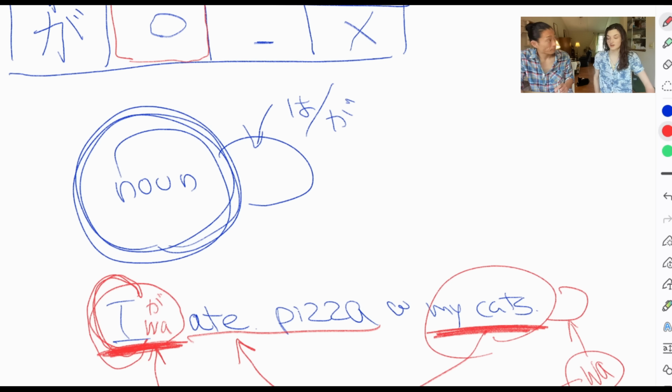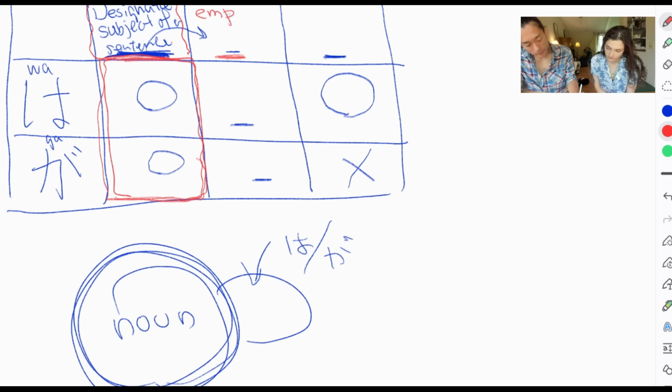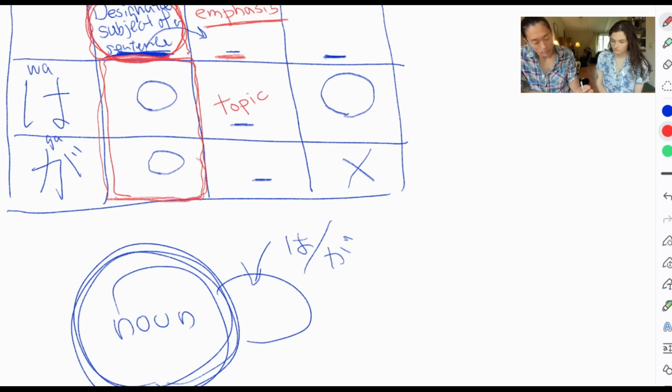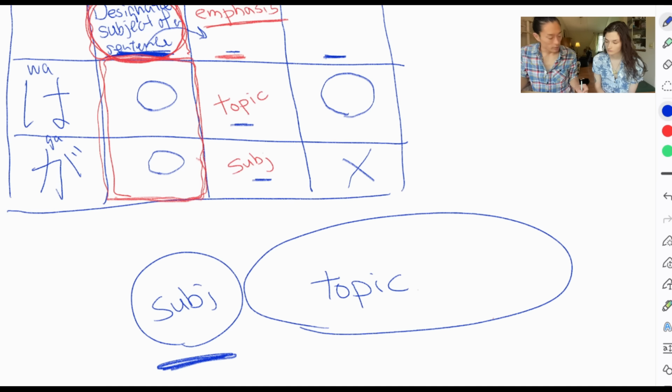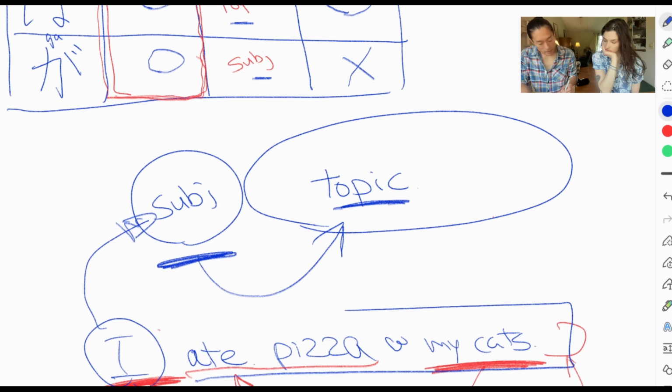Okay, I could definitely see how that gets confusing. Yeah. Let's talk about the difference. The second part that's related to this first part is emphasis. Wa emphasizes the topic of the sentence, while ga emphasizes the subject of the sentence. Subject we just covered, right? Whoever does something. Topic is whatever that subject does. The I is the subject. Ate pizza with my cats. All of these are part of the topic.